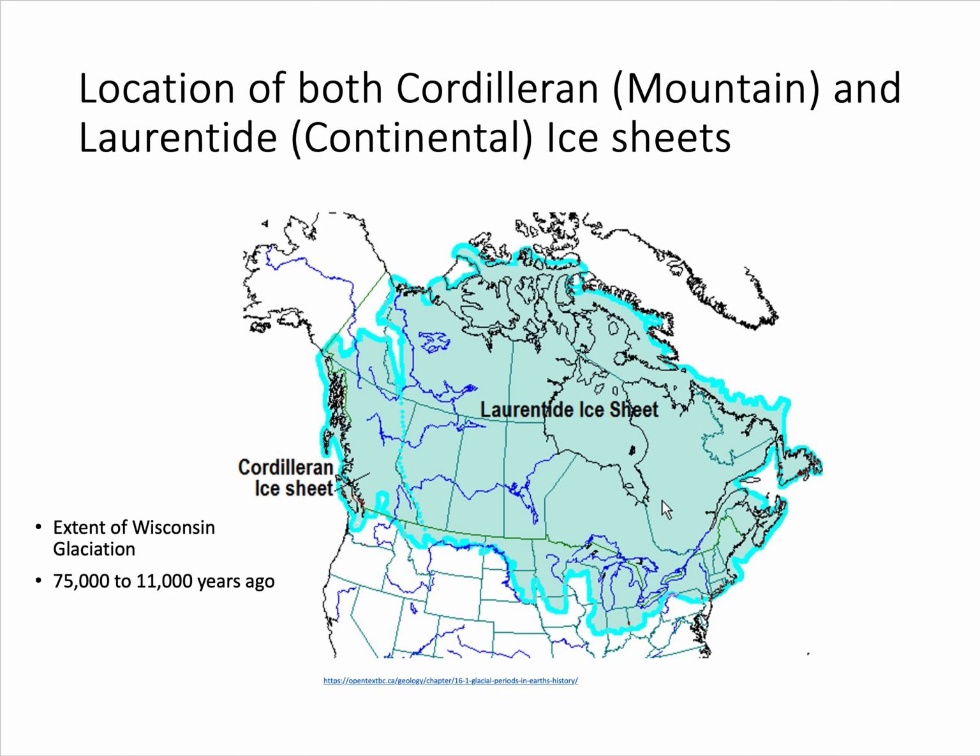Really, really important. I've got a second diagram here of the Laurentide ice sheet that shows the provincial borders and the state borders to really give us an idea of how far this ice extended and the time frame for this Wisconsin glaciation, which extended from 75,000 years ago to 11,000 years ago for the most part.